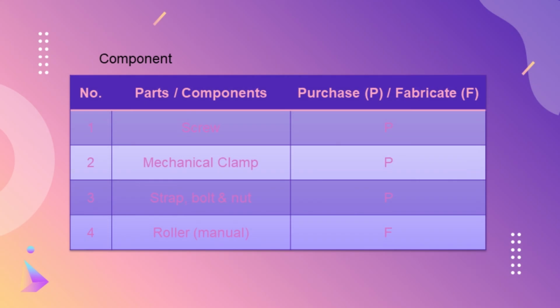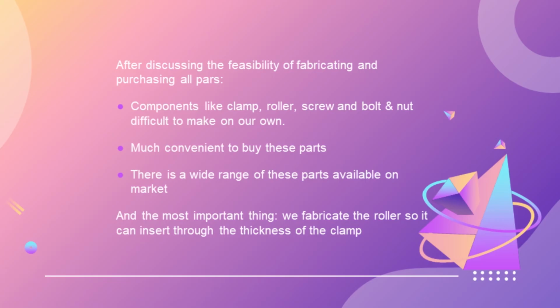Product technical specification. For the screw, mechanical clamp, bolt and nut, we purchase them at a store, and the roller we fabricate. After discussing the feasibility of fabricating and purchasing all pieces, this conclusion was made. Components such as screw, mechanical clamp, bolt and nut are difficult to manufacture. It is very convenient for us to purchase them on the market based on the specification that we require.